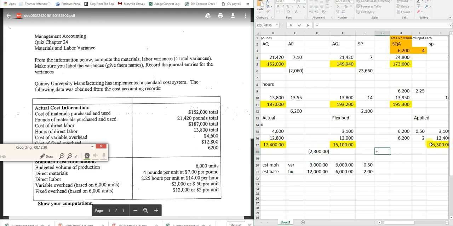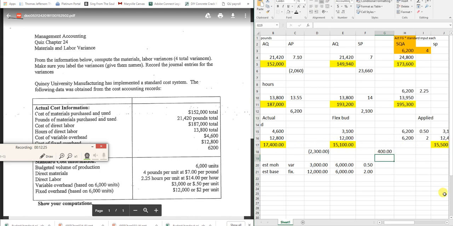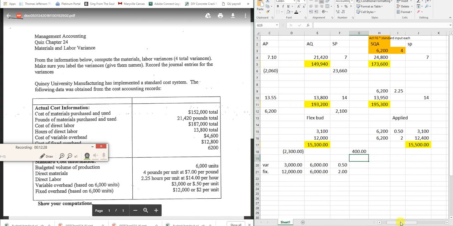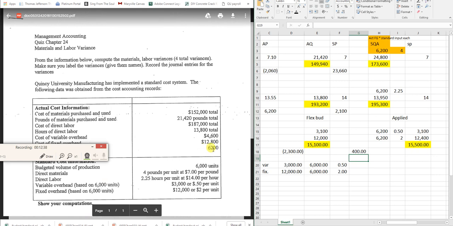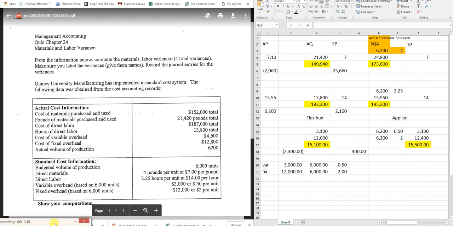And my overhead volume variance is 400 favorable. So again, I can look at this and say, how many should I have made? I should have made 6,000 units. How many did I make? 6,200 units. So I made an extra 200 units, so that's good. My fixed overhead rate is $2 a unit, so 200 units times $2 is the $400. So now let's talk about your journal entries.